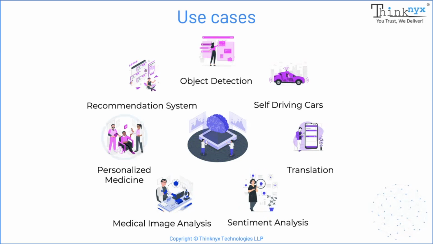The next one is personalized medicine. As I told you, understand the entire current situation of a person, understand the genetic details in the past, put it in the ecosystem of deep learning and predict what might go wrong in future with this person, and then do the medication likewise.